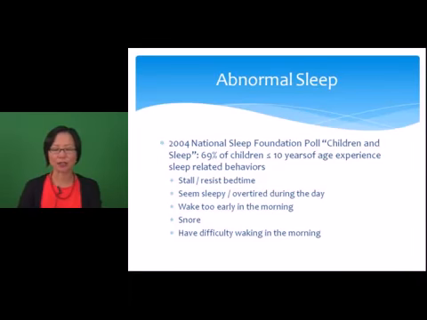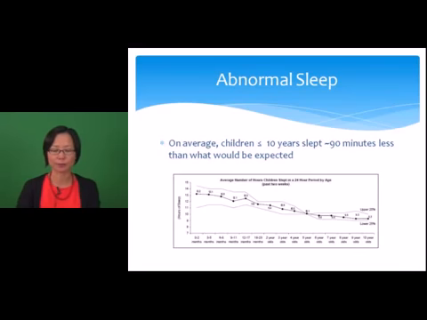Now, interestingly, they found that on this telephone poll, 69% of kids less than 10 years of age experienced abnormal sleep-related behaviors, including stalling or resisting bedtime, seeming sleepy or overtired during the day, waking too early in the morning for the parents' liking, snoring, or having difficulty waking in the morning. Now, this survey found that on average, children less than 10 years of age slept 90 minutes less than what would be expected for their age.